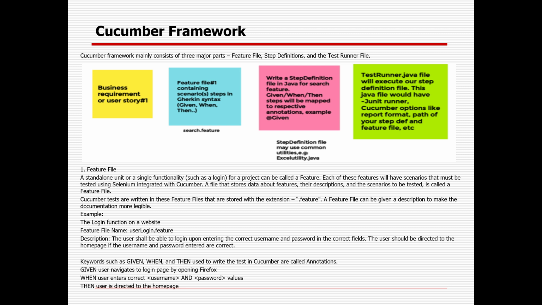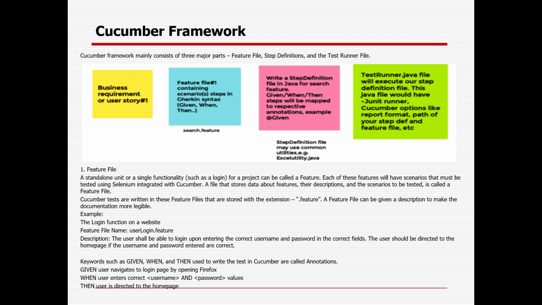What is the objective of each and every step, given, when, then? You need to write them because you cannot run a single class at a time, and you want to run everything in a single shot. That is where your runner class comes in. The test runner Java file will execute our step definition file. This Java file would have the JUnit runner and Cucumber options like report format, path of your step definition and feature file, etc. So what is the features file all about?